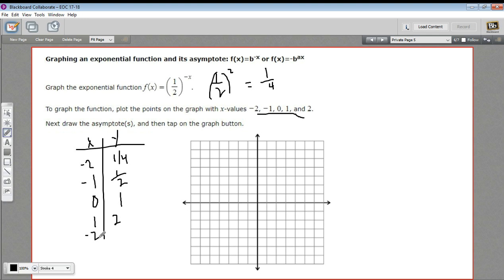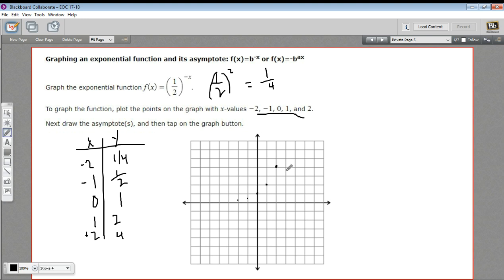And I put in a +2, and I get -2 up here. So I flip the fraction, 2 over 1, or just 2, and take it to the second power. That gives me 4. Okay, let's see if we can plot these points. So I'm getting (-2, 1/4), (-1, 1/2), (0, 1), (1, 2), and (2, 4).